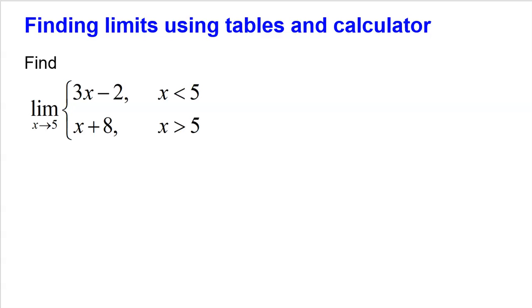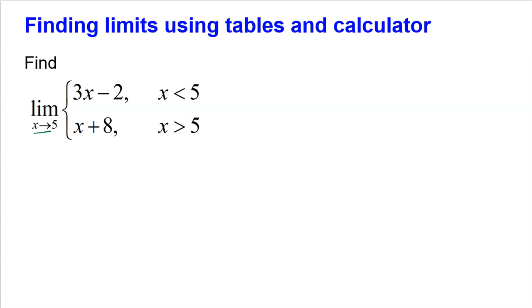So this piecewise function says the function is 3x minus 2 if x is less than 5. Okay, so if x is like 2, I would plug it in there. Or x plus 8 if x is greater than 5. So if x was like 27, I would plug it in here. But now they want me to say, hey, what happens if I get closer and closer to 5?